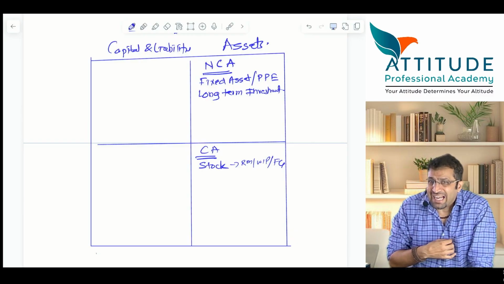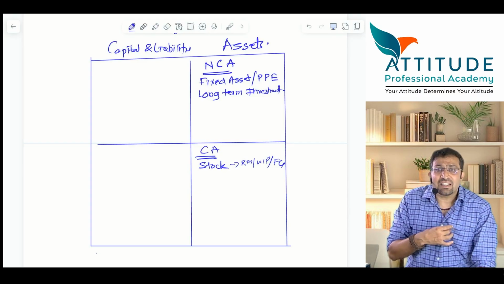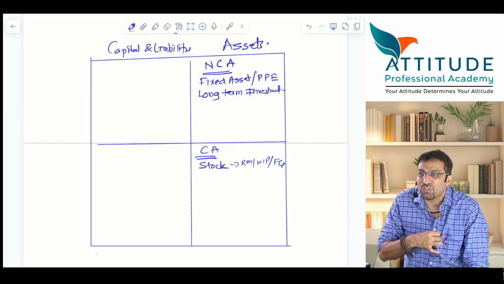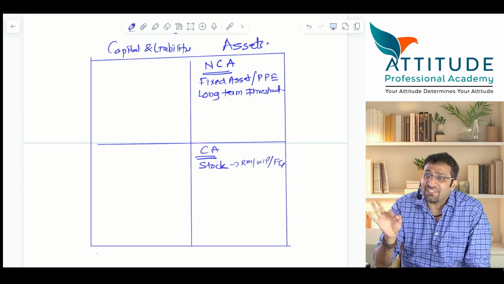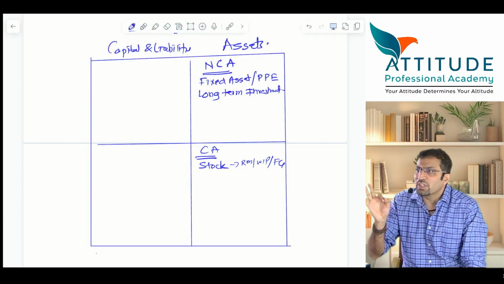Now tell me, who am I? Am I a manufacturer or am I a trader? I am a trader. Is that clear? So this is the only stock which I am having, finished goods. I don't have raw material, I don't have semi-finished goods. I'll always have finished goods. Is that clear? Are you understood?